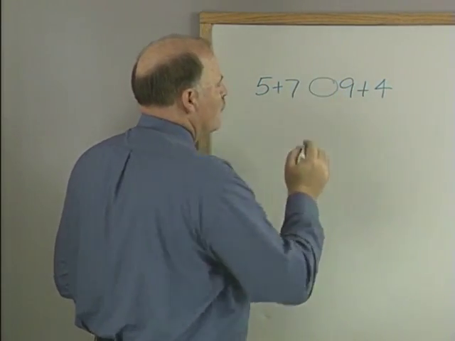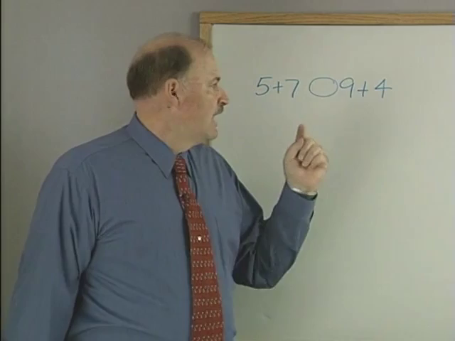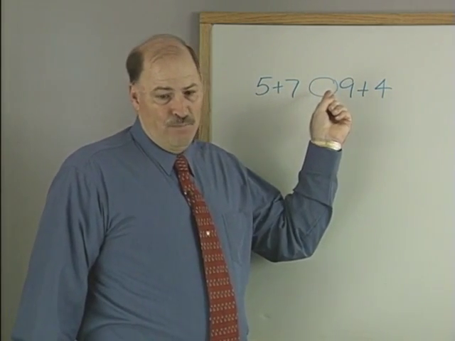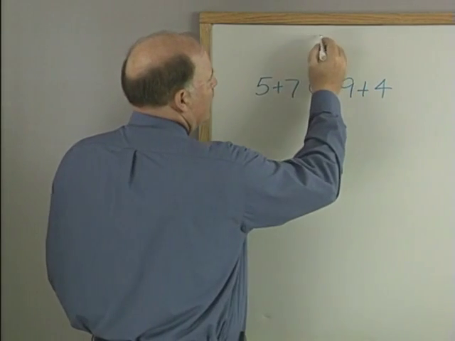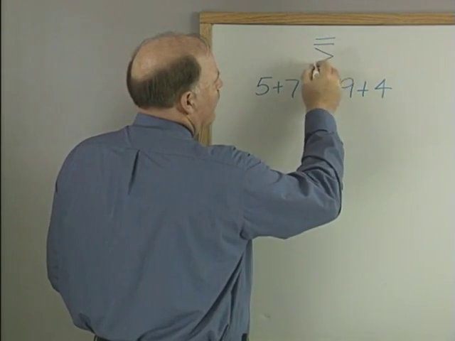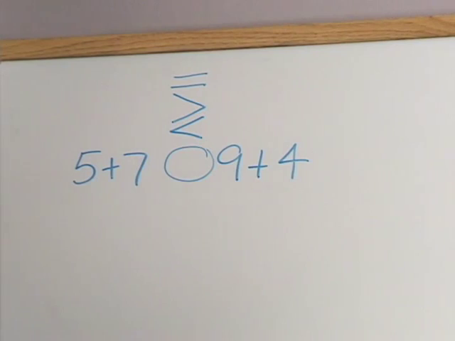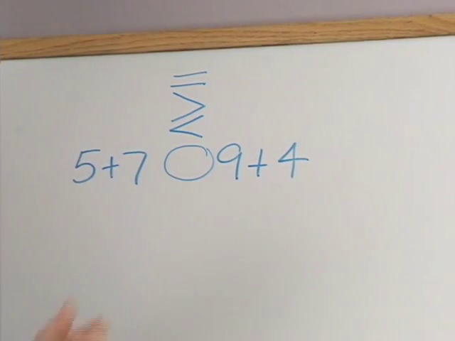And we're going to put a circle there because that circle is saying, write in me. Put a symbol in me. And we have 3 symbols to choose from. We can either put in an equal sign or a greater than sign or a less than sign. So which symbol goes in there? The less than. Oh, the very bottom one.